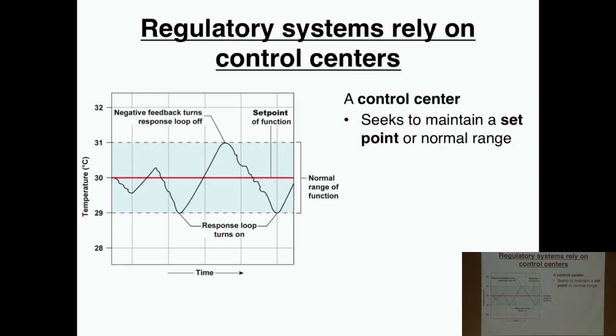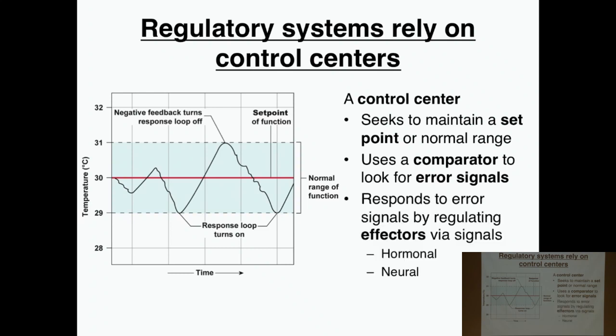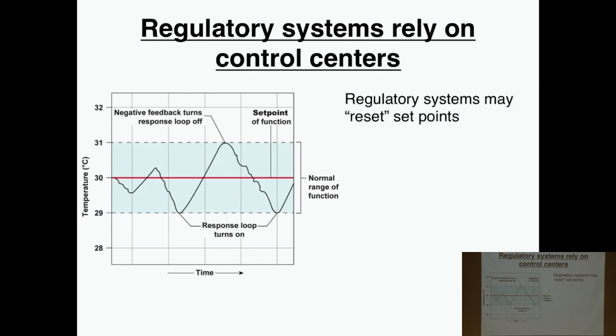And this is due to the activity of the control center, which is trying to maintain that set point or normal range. It uses, as I mentioned earlier, a comparator to look for error signals and responds to those error signals by regulating effectors using hormones or neuronal signaling.